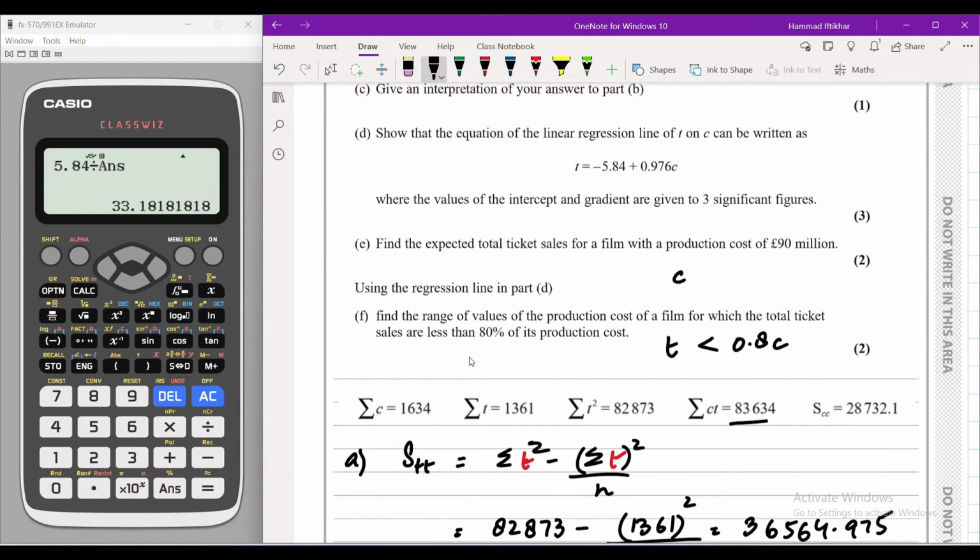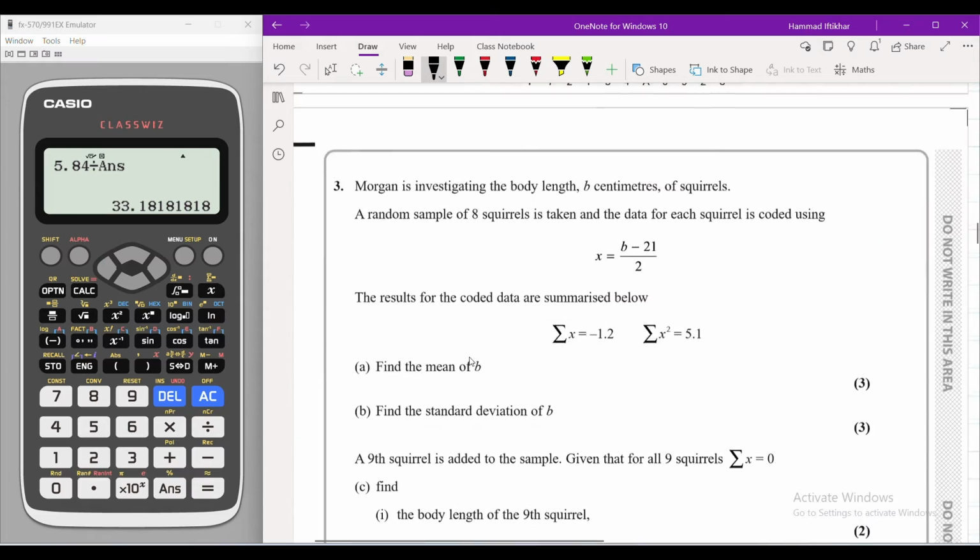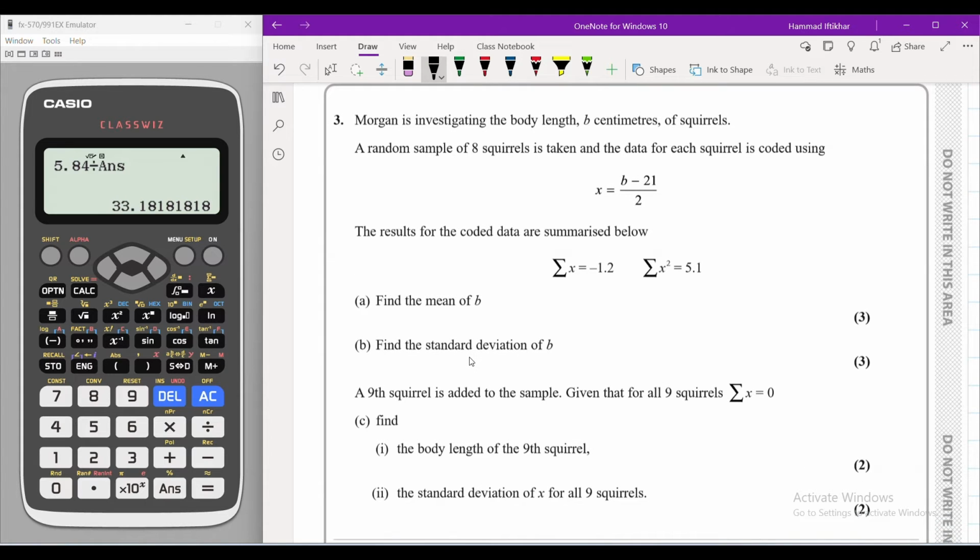Okay, right. Okay, so moving on. Question number 3. Morgan is investigating the body length b centimeters of squirrels. A random sample of 8 squirrels is taken and data for each squirrel is coded using x is equal to (b minus 21) over 2. Right, so basically we can rearrange it like b is equal to 2x plus 21. Okay, the results for the coded data are shown below. Find the mean of b.